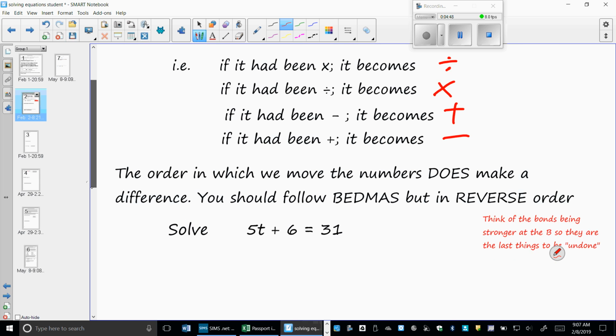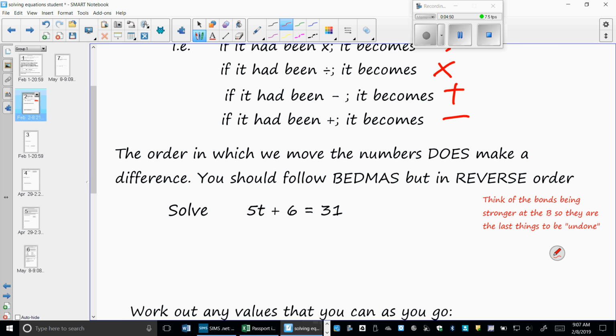So it says the order in which we move the numbers does make a difference. Okay? You should follow BODMAS in reverse order. So what we're going to do is see, are there any additions and subtractions that we need to get rid of? Then are there any multiplications or divisions? Are there any powers? And then are there any brackets last of all? Okay, so we're working in reverse order.